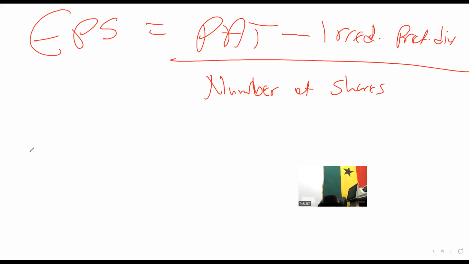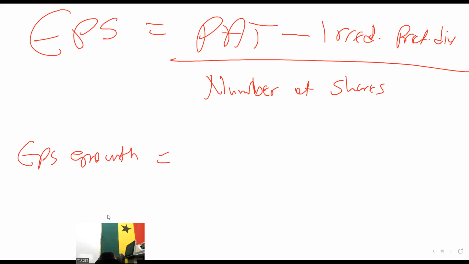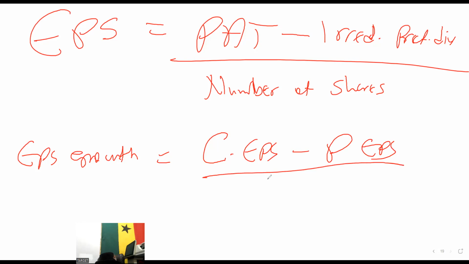And then the growth: earning per share growth is equal to the current earnings per share minus the previous earnings per share, all over the previous earnings per share, times 100. That's all. We are done with the storyline.